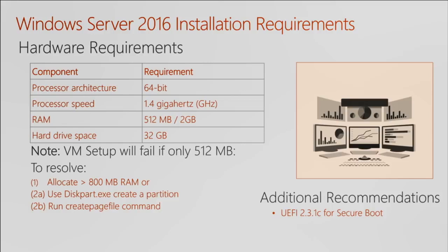Big note there about VMs. If you're installing virtual machines, it will fail in 512 meg. You need to give it at least 800, and you also need to run the create page file command. All the Microsoft Server docs are now at docs.microsoft.com/Windows Server. That's where you'll find these little command bits of goodness that will tell you the bits you need to do. If you want to use Secure Boot, you will need to have an updated UEFI 2.3.1. If you want to use shielded virtual machines, you will need a TPM 2.0, not 1.1 or 1.2, 2.0. Not many servers are delivered as standard with 2.0, so you won't be thinking in that way.